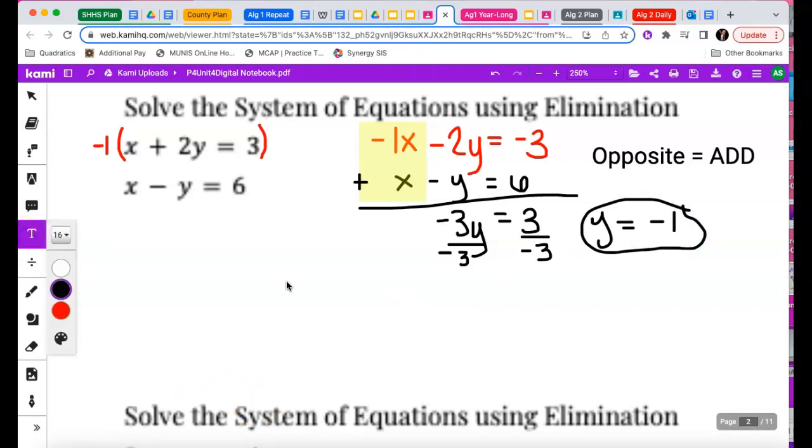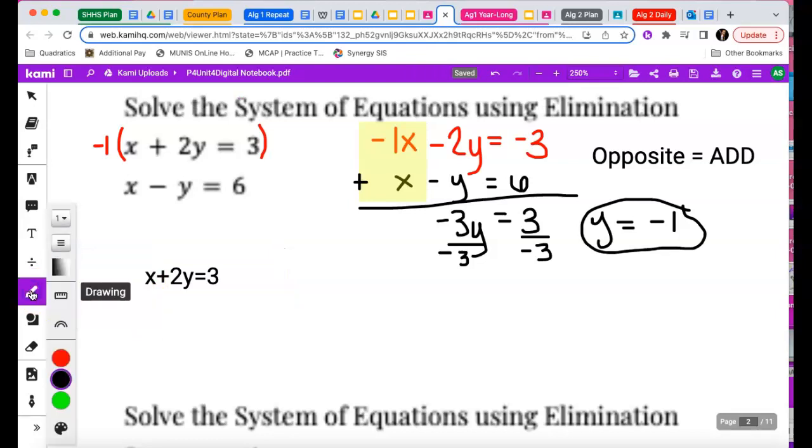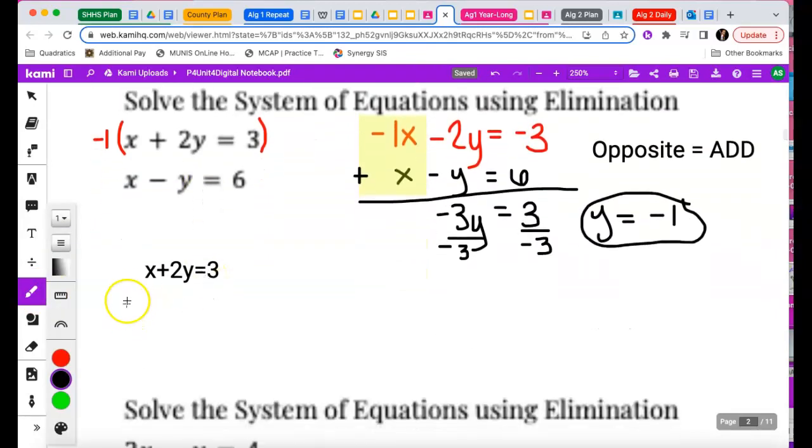All right, so now that we have our y value, we're going to go back and use one of our original equations. So I'll use my top equation. x plus 2y is equal to 3. So I know that y is equal to negative 1, so I'm going to substitute that y value. So we have the x plus the 2, and then our y is equal to negative 1, so I'm going to substitute that there. And that's equal to 3.